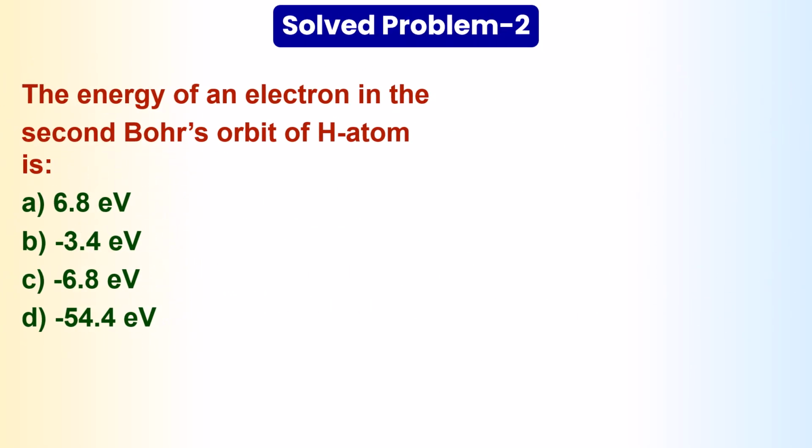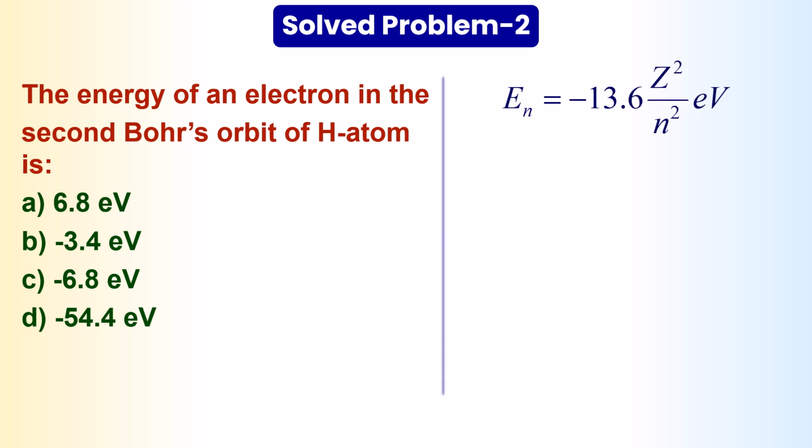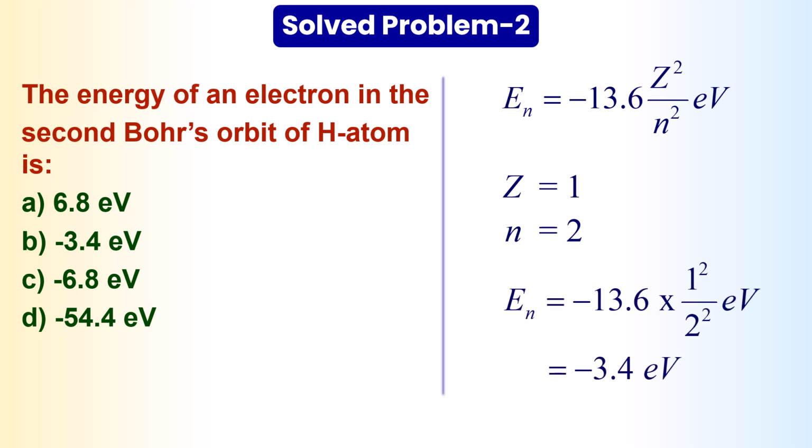In this second problem, we need to calculate the energy of an electron in the second orbit of the hydrogen atom. As already seen, for a hydrogen atom, the value of Z is equal to 1. Now the value of n is equal to 2 since the electron is in the second orbit. Substituting these values into the formula, we obtain minus 3.4 electron volts as the energy of the electron in the second orbit. Hence, the correct answer is option B.